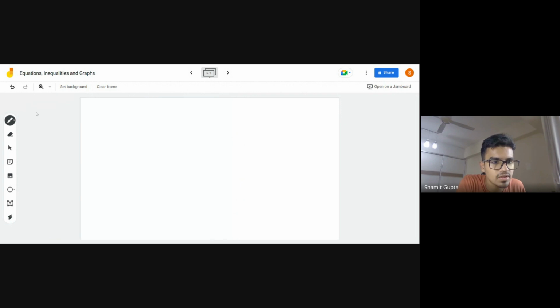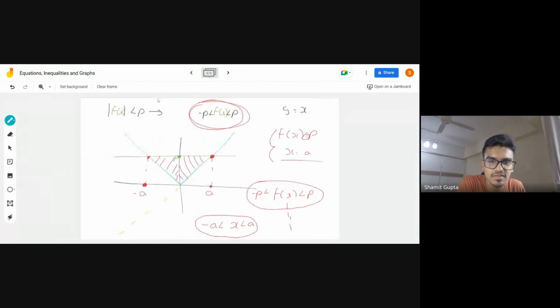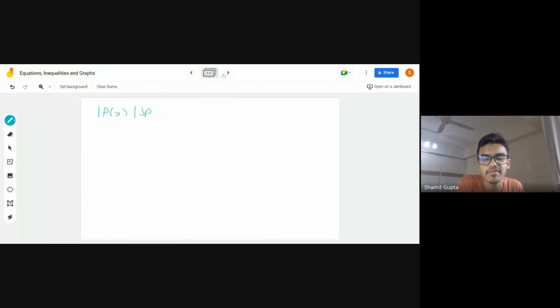So now the second one was if it's something like modulus of f(x) greater than p. So you can use these same results, either the first method or the second method, to prove it. I've orally proved it to you in a way. It'll be f(x) greater than p and f(x) lesser than negative p. Okay, I hope that's clear.